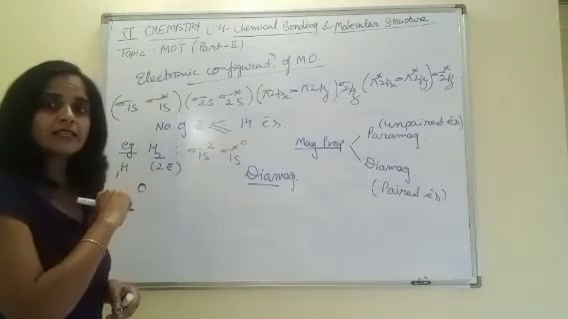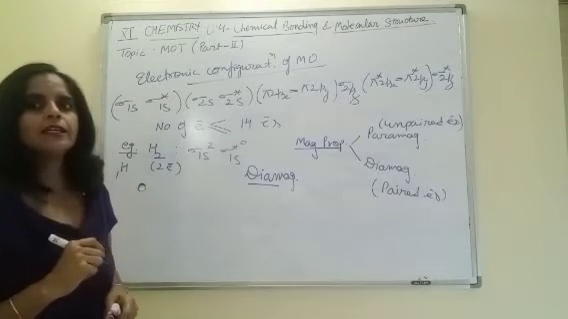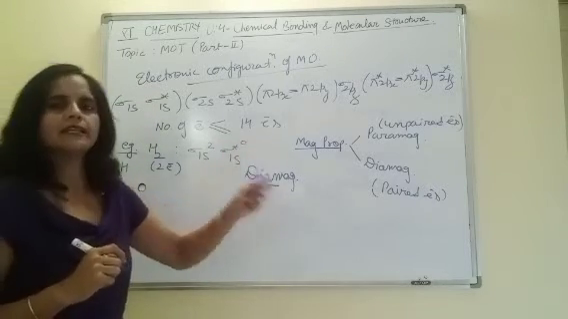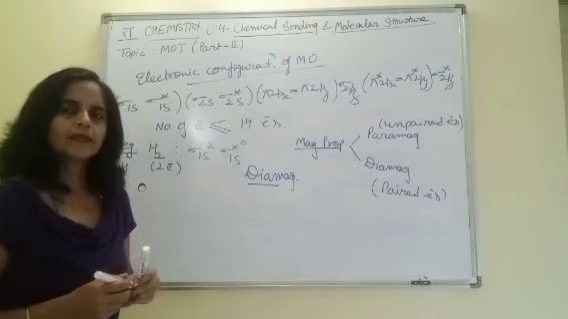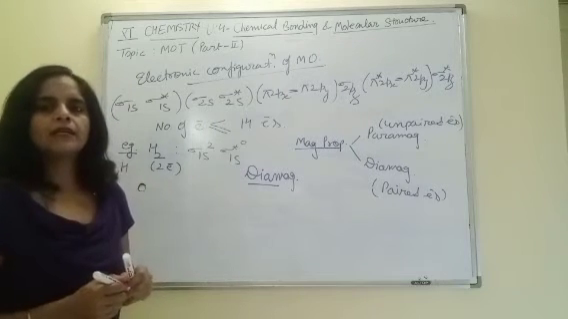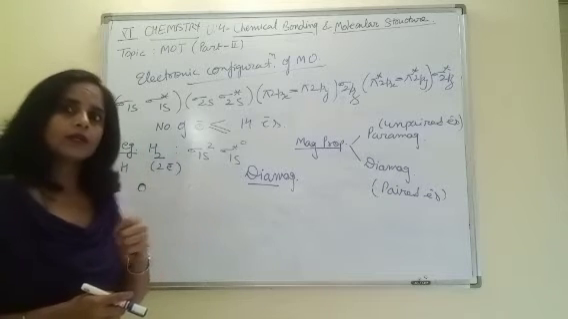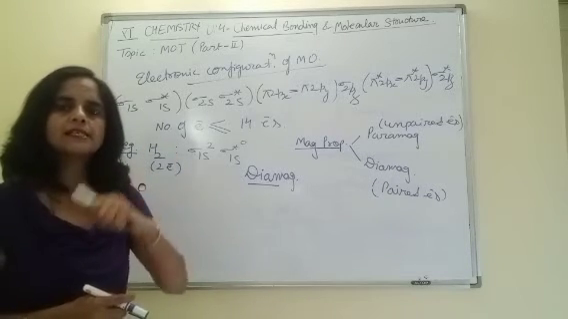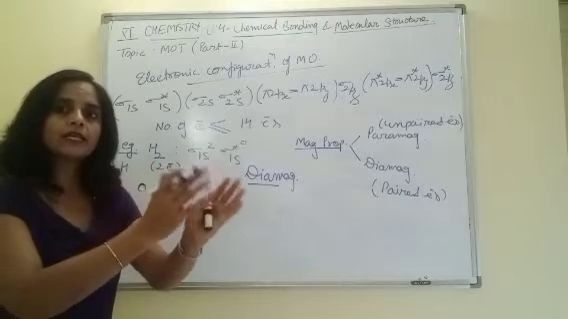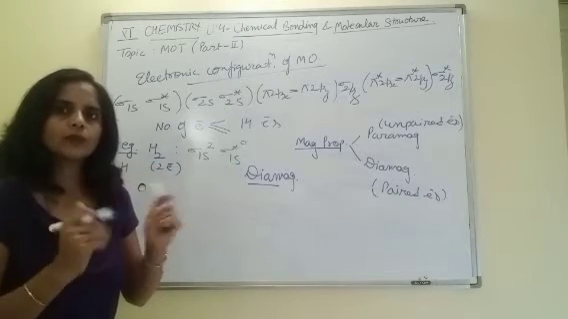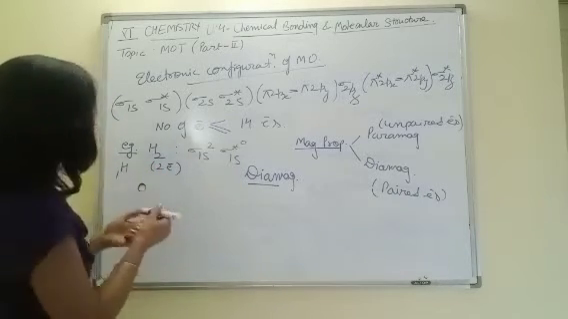Clear? This is the first thing from electronic configuration: we can tell their magnetic nature. Second thing, we can compare the relative stability of different species, or we can tell about the existence of a species, whether the particular case exists or not. How? By knowing the bond order.